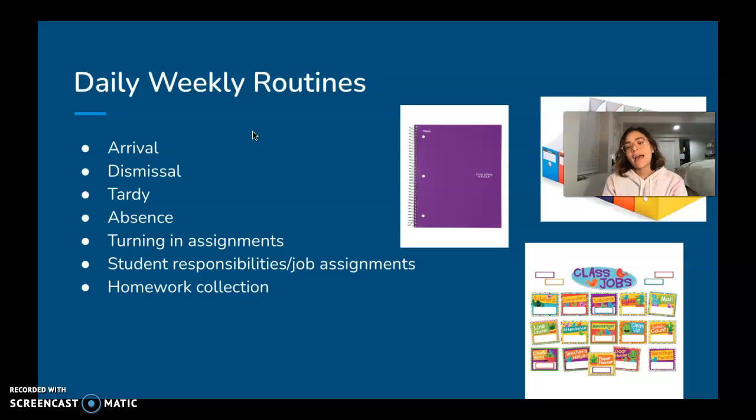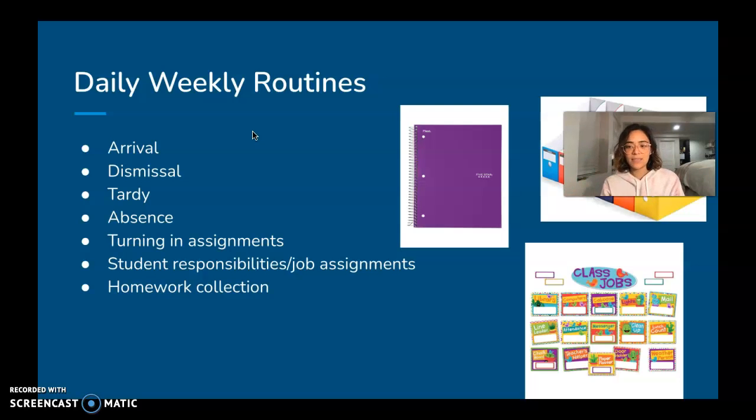And at dismissal, I would want to regroup as a class and talk about what we learned that day. Tardy and absence, this would be one of the jobs for one of my students, to collect any work that a student might miss and put it in their assigned folder, and that way they would have it. I would have written down on the board all of our learning goals for the week, so they can see what we're learning.